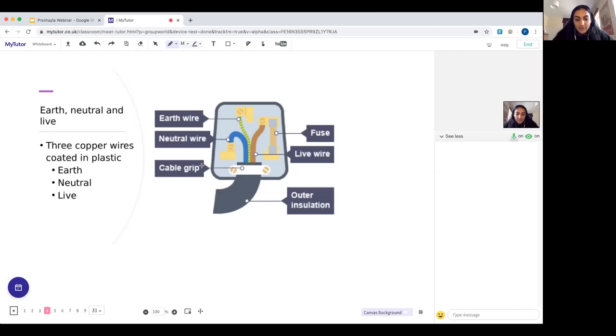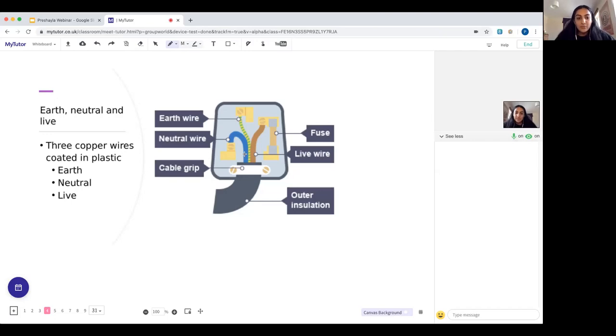The cable grip keeps all the wires together. And then in our wire, we have outer insulation, that kind of plastic coating on the wire so that they're not exposed. The most important part of this is the earth wire, the neutral wire, and the live wire. So 3 types of wire, color-coded so that we can differentiate them, and they all have different functions, which you're going to cover in a second.